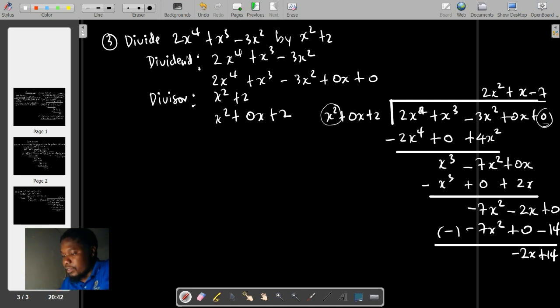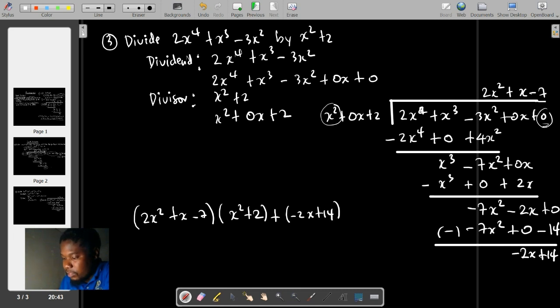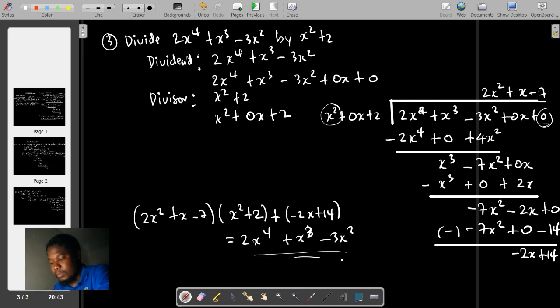Now, how do we write the solution? It's simple. We'll say that 2x squared plus x minus 7, multiplied by x squared plus 2, plus the remainder negative 2x plus 14, should give us 2x to the power 4 plus x to the power 3 minus 3x squared. If you multiply all that, it should give you this one. That's the solution.